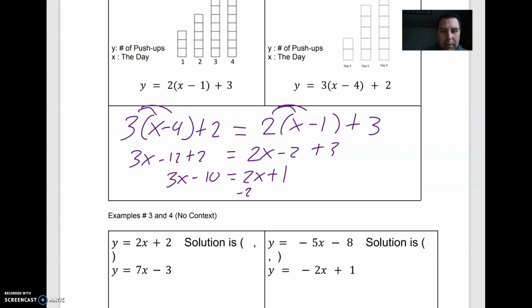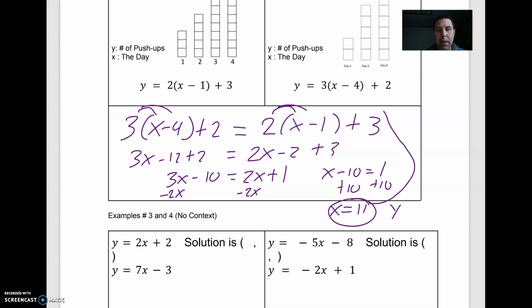I'm going to get rid of the 2x. That means I need to get rid of 2x on the left. That leaves me with x minus 10 equal to 1. I'll add the 10 to get rid of that negative 10. And my answer is on day 11, they would be the same. And if I want to know how many push-ups that would be, I could replace the x into either Victor's equation or my equation. It doesn't matter. I'm going to choose my equation because it's me. Yay. So 11 goes in.